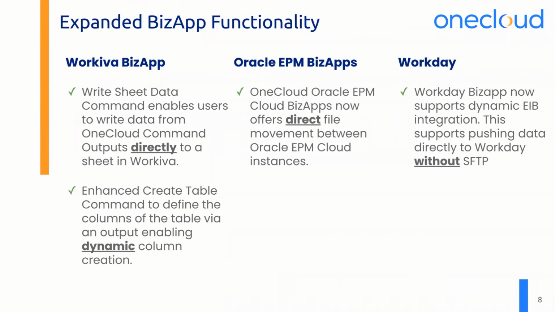Lastly, in the Workday Biz app, we now support dynamic EIB integration, which means you can support pushing data directly to Workday without using SFTP. And you can use outputs from previous commands as you pull data within the Integration Studio and push that data directly into Workday.